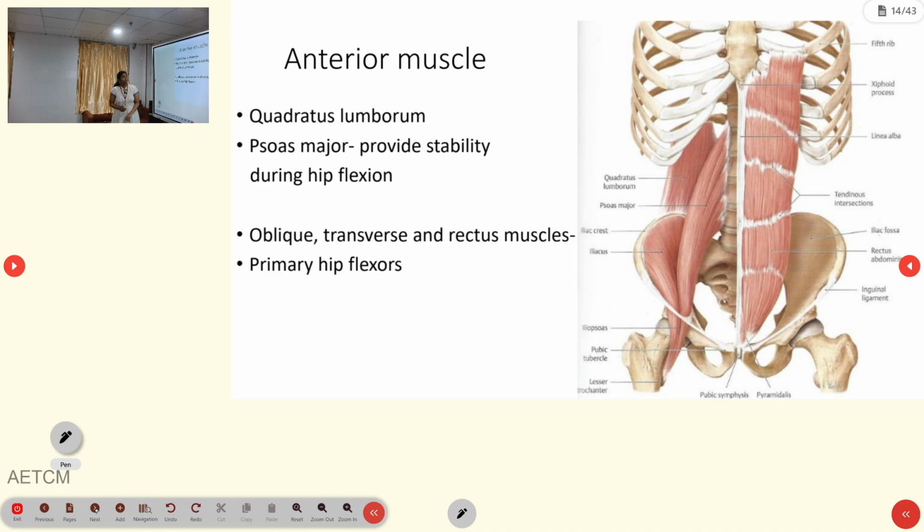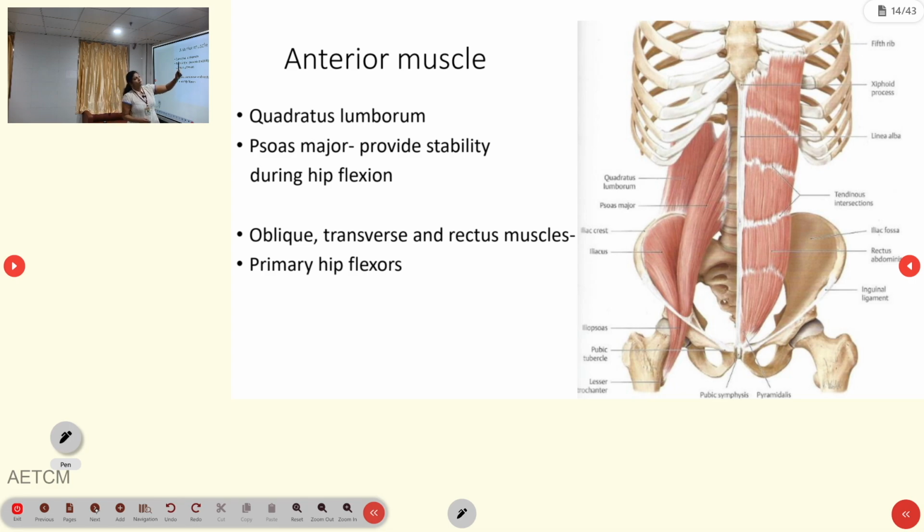The stability of the lumbar spine is not only from the posterior and the lateral compartments, but also from the muscles of the anterior abdominal wall. That's the anterior compartment muscles. They are the oblique and transverse muscles and the rectus abdominis muscles.